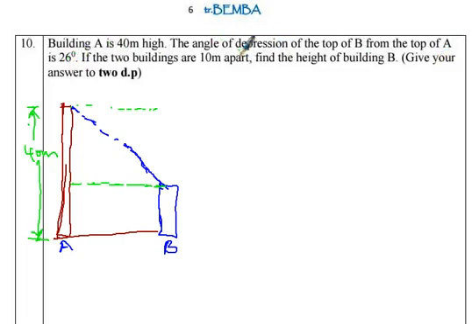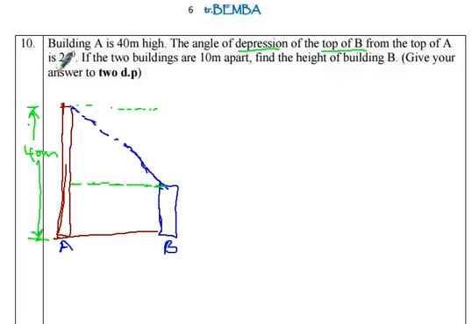The angle of depression of the top of B from the top of A is 26 degrees. Now, when you read this statement, where they say the angle of depression of the top, this confirms that building B is shorter than A, because when you are at A, you need to look down, depression. You need to lower your eyes down so that you are able to see the top of B. And that given angle is 26 degrees.